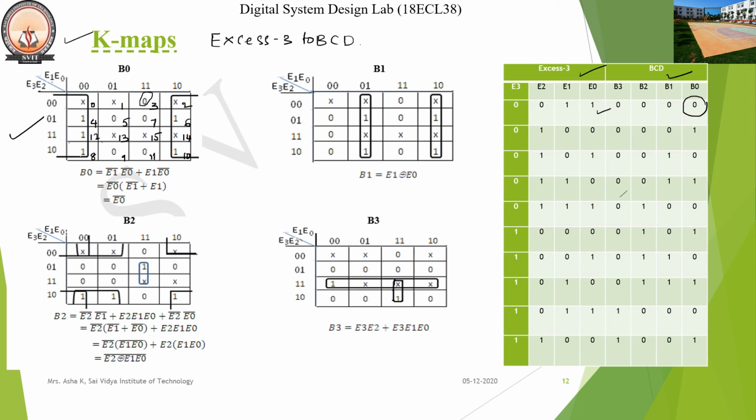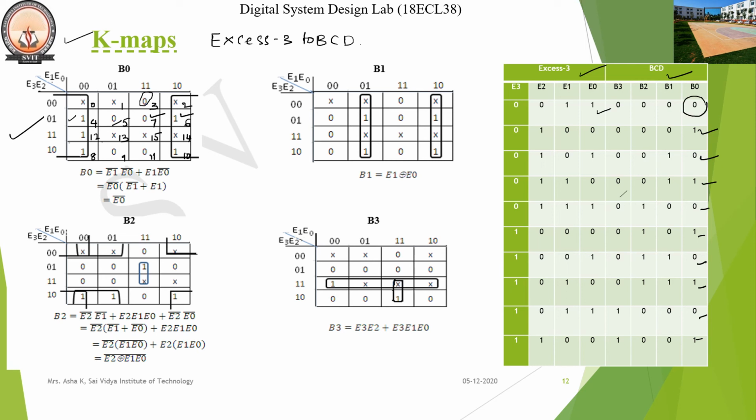Next, for the XS3 number 0100, we'll have the BCD value 1. Substitute it in this. Similarly, for 0101, we have 0. It is written here. And for the next value, 0110, we'll have 1. The next bit is 0. So similarly, substitute these B0 bit values in the K-map and try to simplify the K-map.